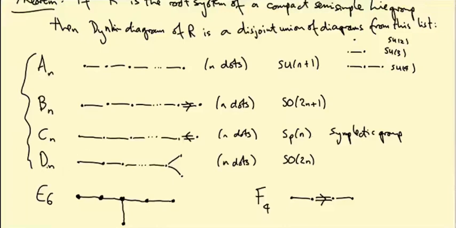Finally, D_n is the last infinite sequence. Again, we have 1, 2, 3, 4, up to n minus two dots in a row, and then we have two coming off the (n-2)th dot. So that's the Dynkin diagram of SO(2n), the even-dimensional rotation groups.